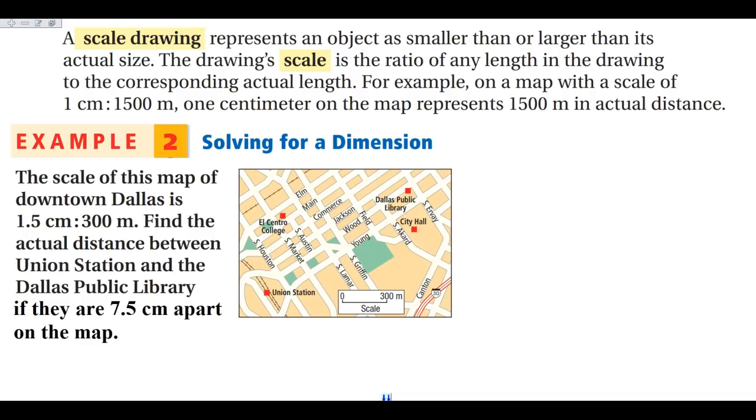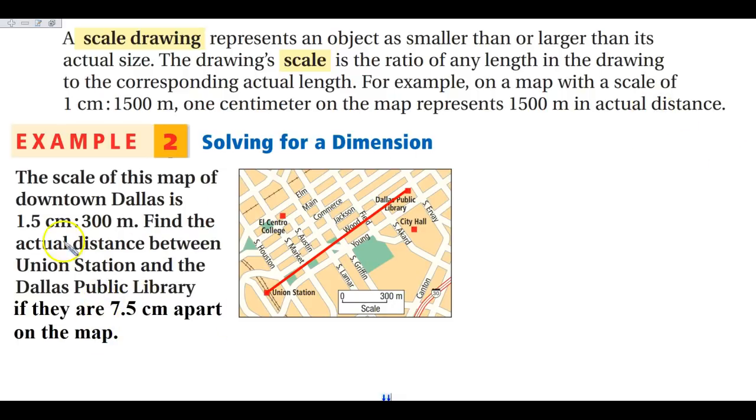So when we look at scale drawings, a scale is how long it is on a map versus how long it is in real life. So if we look at this example here, for every 1.5 centimeters on the map, that represents 300 meters in real life. We want to find the distance between Union Station, which is right here, and the Dallas Public Library, which is right here. So I'm basically trying to figure out how long this is right here, if we know that on the map, they're 7.5 centimeters apart.